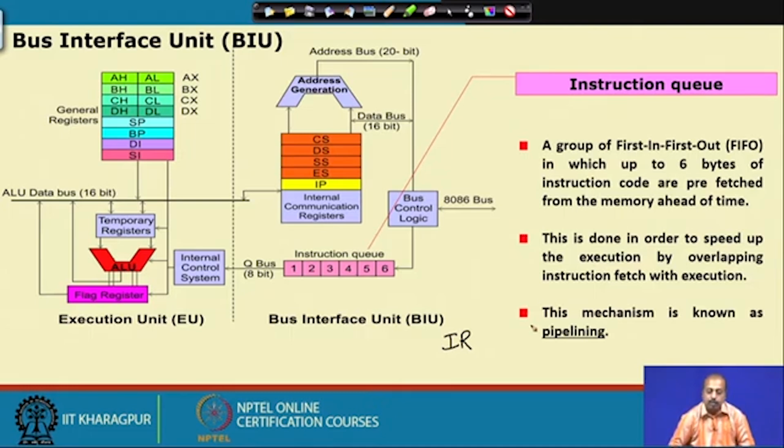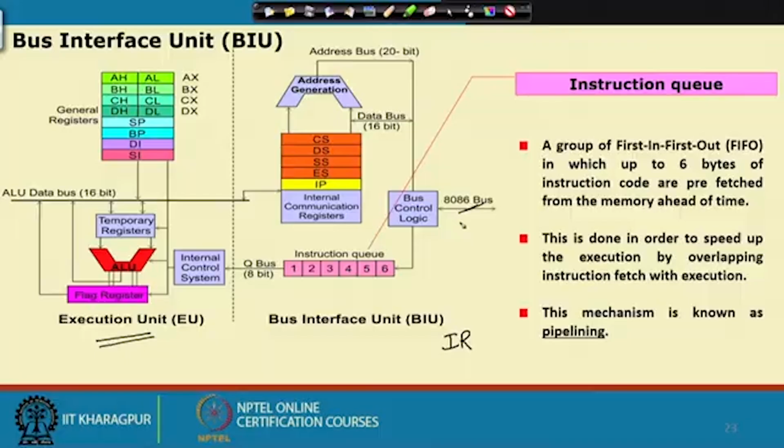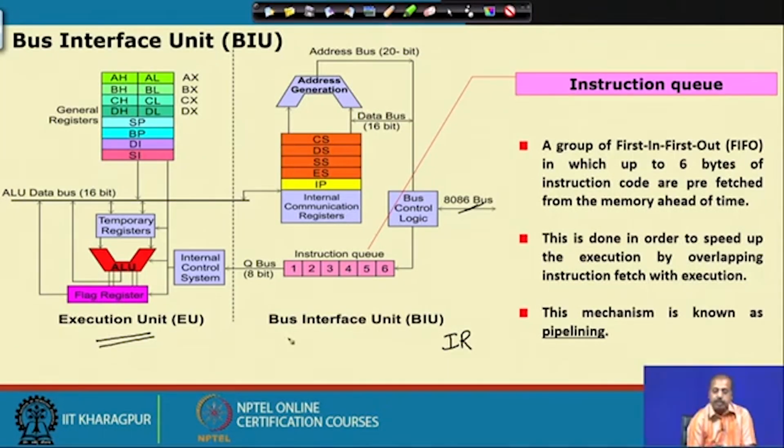Here that has been taken one step further. Many a time the execution unit will be busy executing some instruction, and while it is executing, it may not be using the bus, because it may be doing register operations, maybe all the operands are in the registers. So it does not need to access the bus. Instead of waiting for the current instruction to be over, the bus interface unit can ask to get the next bytes of the program from the program memory. This is exactly what is done.